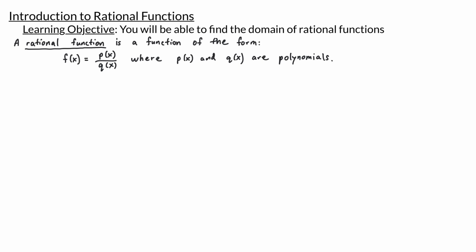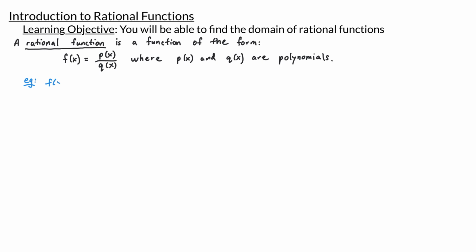First off, a rational function is a function of the form f of x equals p of x divided by q of x, where p and q are polynomial functions. So essentially, a rational function is just a fraction of polynomials. Let's take a quick look at some examples of rational functions.